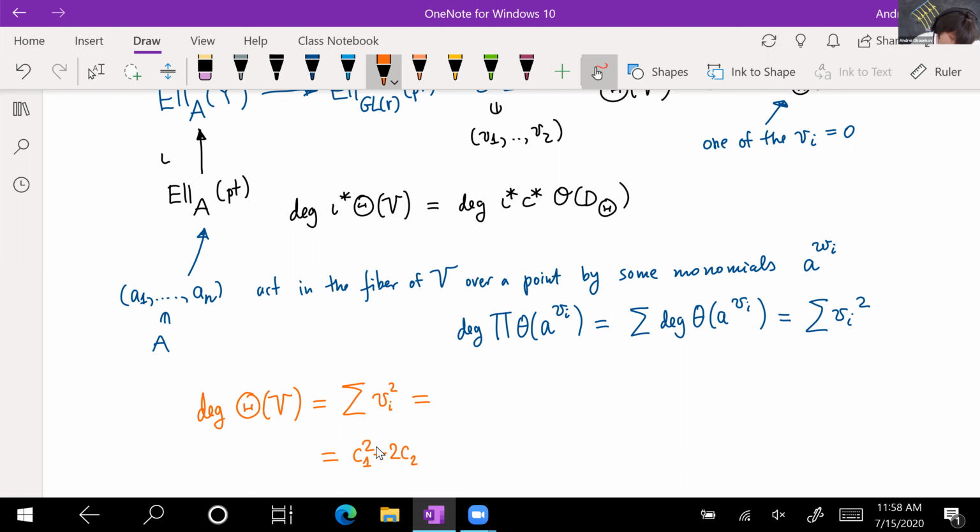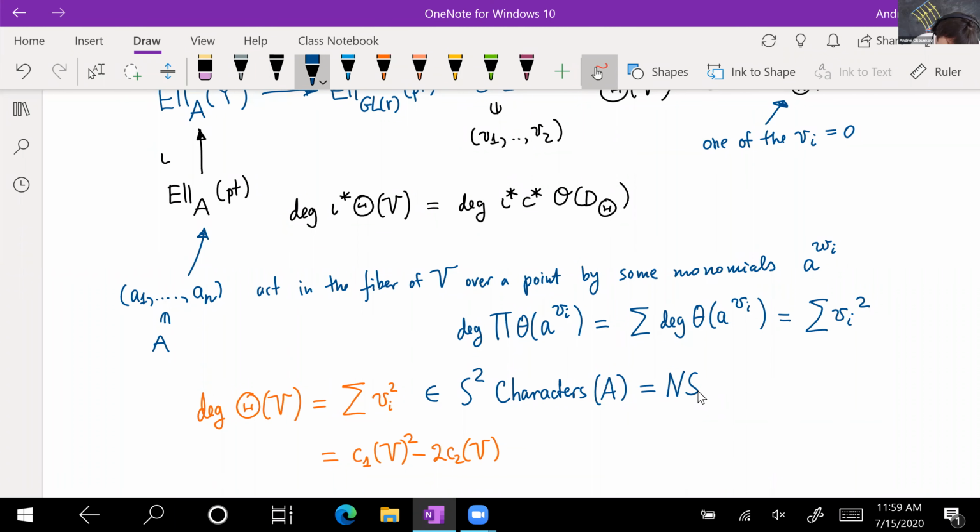So this is a particular class of the vector bundle: C1 of V squared minus 2C2 of V. And so this is an element that sits in the symmetric square of characters of my torus A. And the symmetric square of characters of A, that is the Neron-Severi group of, well, maybe not equal, maybe it's contained in, the elliptic curve times cocharacters.